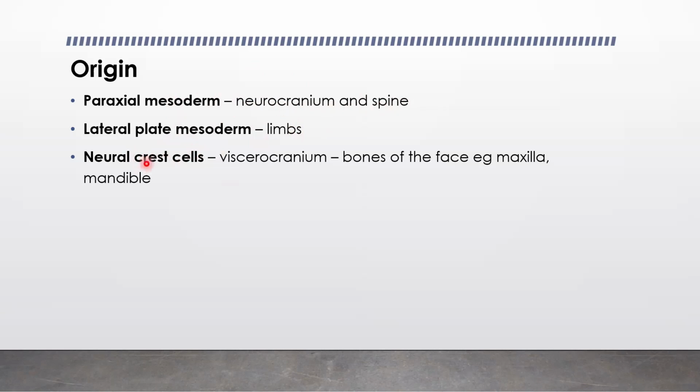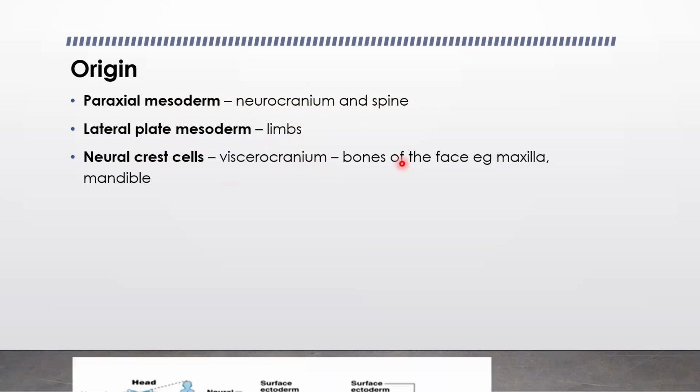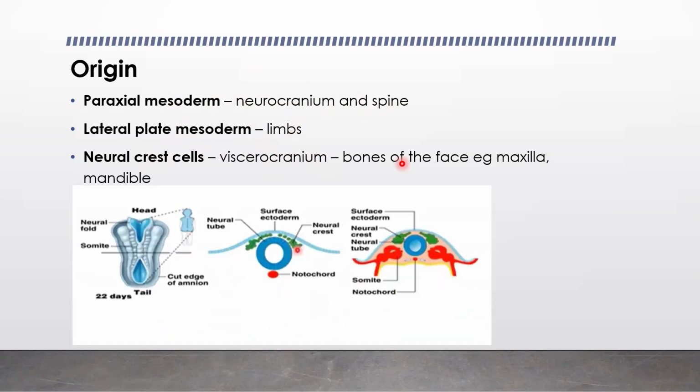Then lastly, neural crest cells will give us the viscerocranium. So talk about the bones of the face. Yeah. And we'll see how these bones of the face will develop when we now cover development of head and neck structures. So this is a brief summary.